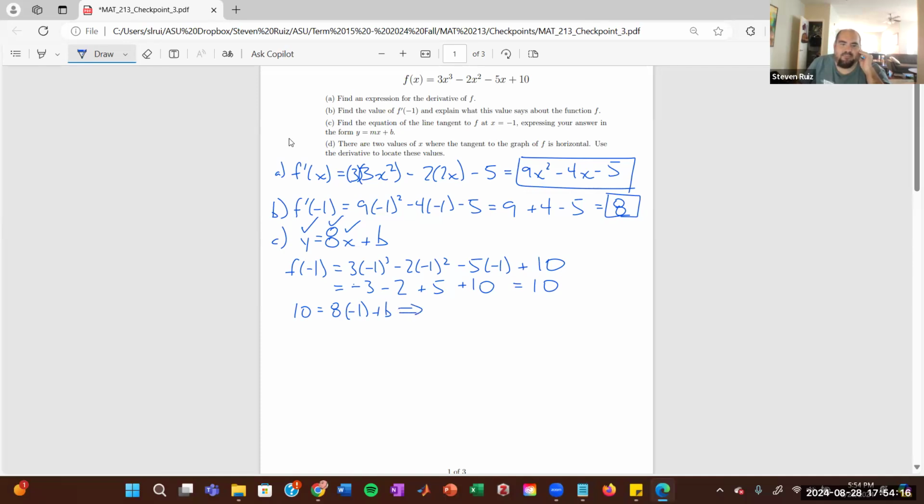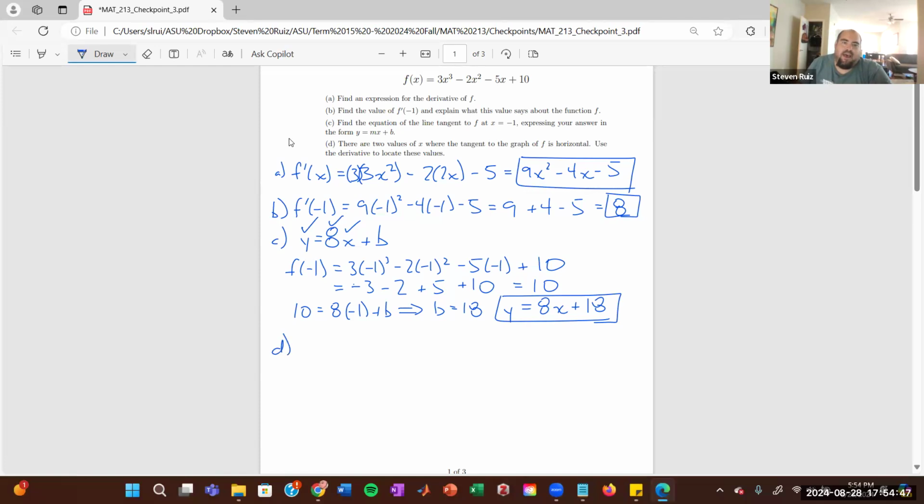If I add 8 to both sides, I get that b is equal to 18, which means my full equation here is y equals 8x plus 18. And finally, part D, there are two values at x where the tangent to the graph is horizontal. So what does it mean? Tangent to the graph, basically the line is going to be horizontal. If the line is horizontal, what is the slope of that line? The slope is going to be 0.